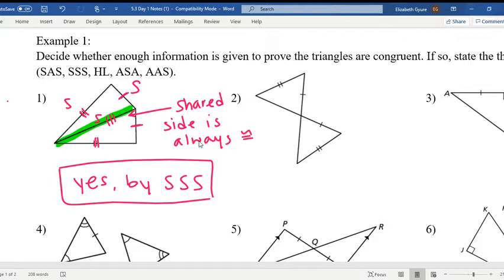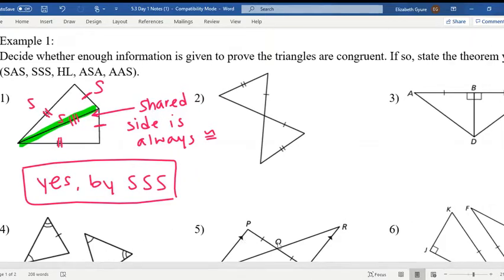Let's look at number 2. Number 2, we have a set of congruent sides here. So there's one set of sides. We have another set of congruent sides here. What else do we know? When we have our bow tie shape, what else do we have that has to be congruent? Vertical angles. So we're going to mark those. These are our vertical angles.